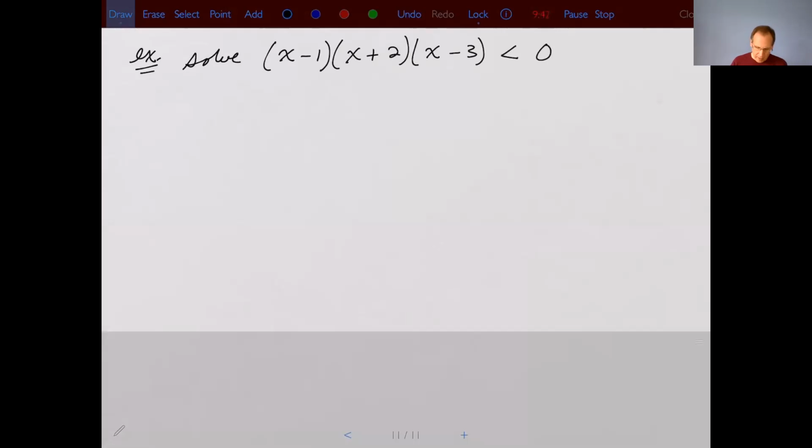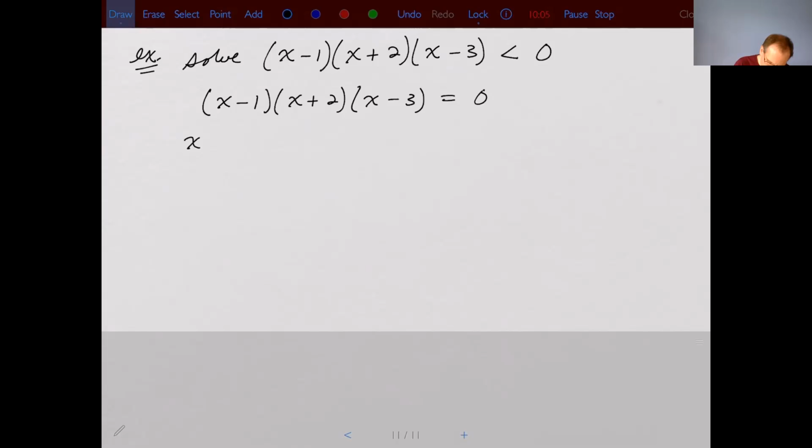Let's say I'm asked to solve x minus 1 times x plus 2 times x minus 3 is less than 0. Remember the rule: first change the less than, or the inequality symbol in general, to an equals sign. So this is going to be x minus 1 times x plus 2 times x minus 3 equals 0. And then solve that equation. So now it's an equality, right? It's an equation, so we can solve it.